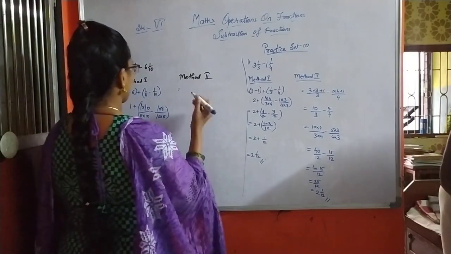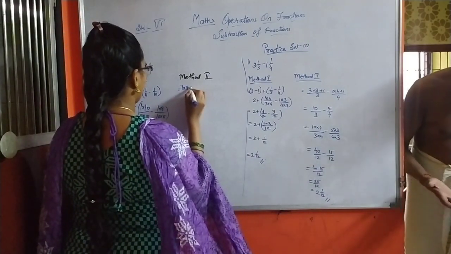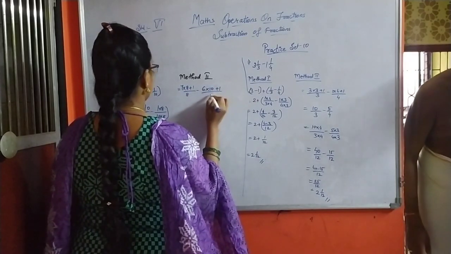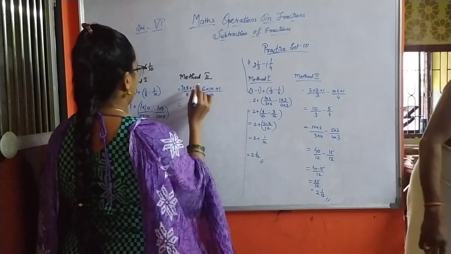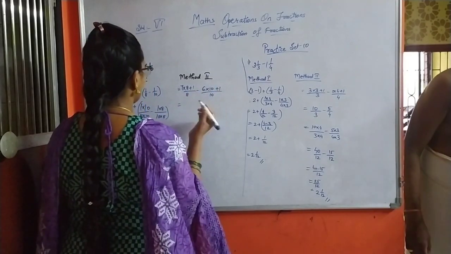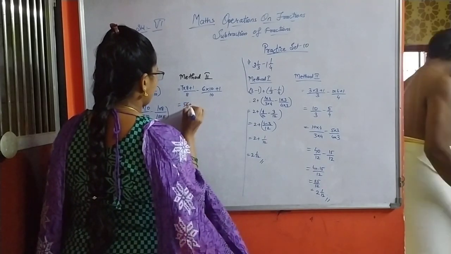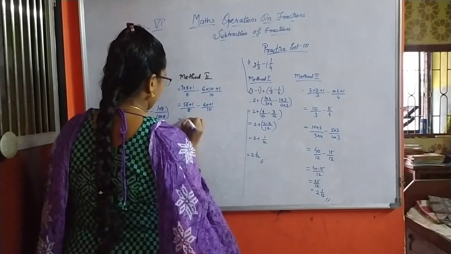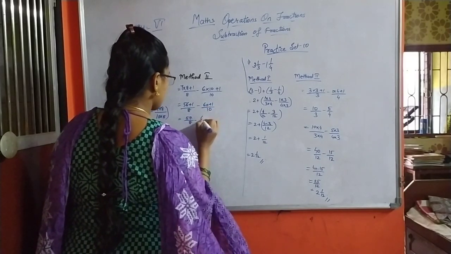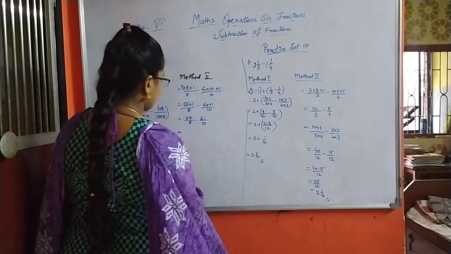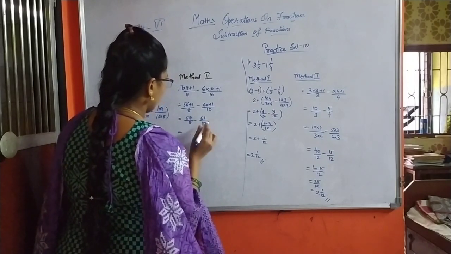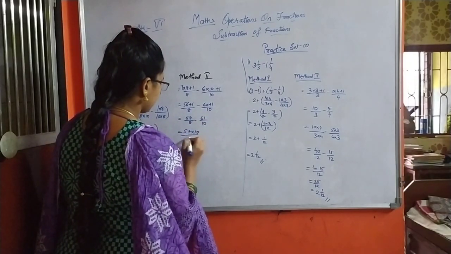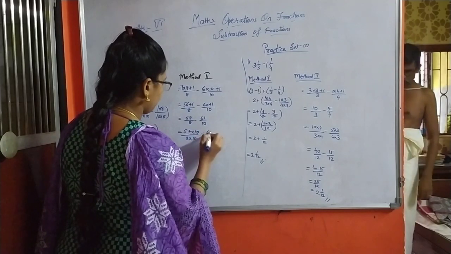Second method I'm going to use is to multiply the denominator and add the numerator. So 7 into 8 plus 1 upon 8, 6 into 10 plus 1 upon 10. 7 8s are 56 plus 1 upon 8, 60 plus 1 upon 10. 57 upon 8, 61 upon 10. So again I have to cross multiply because the denominators are different. I will be cross multiplying on both sides.